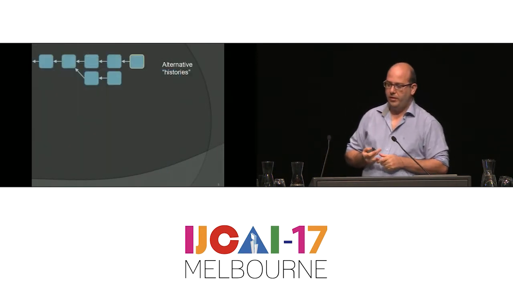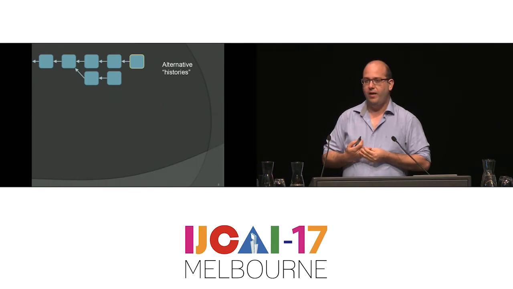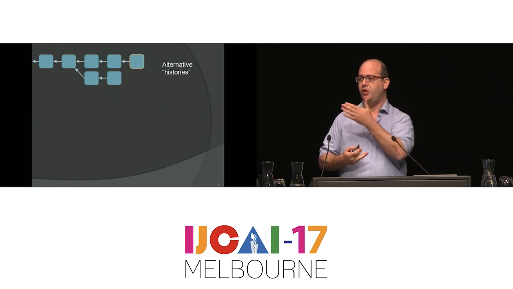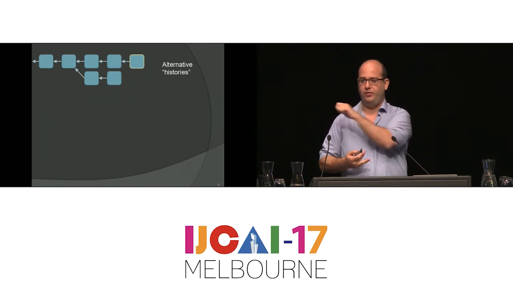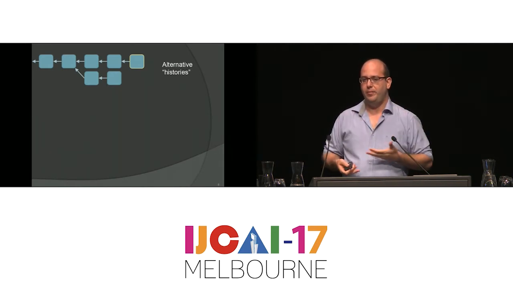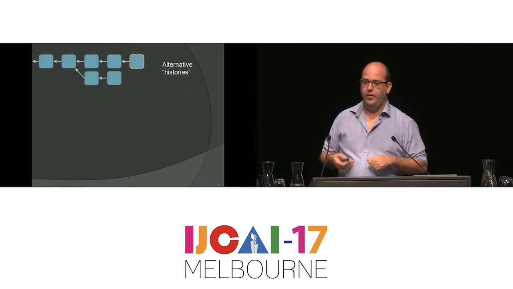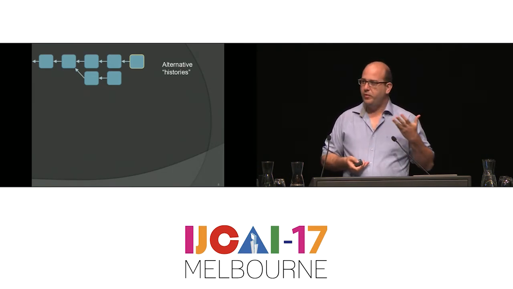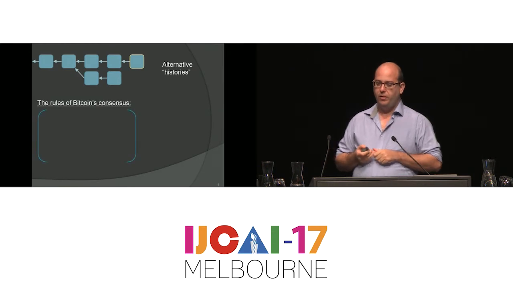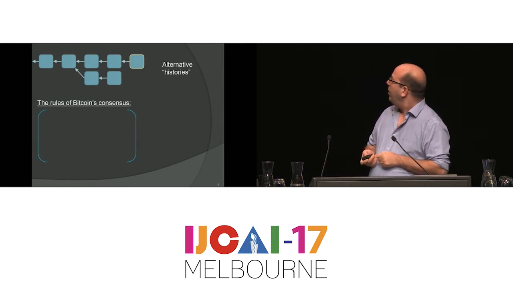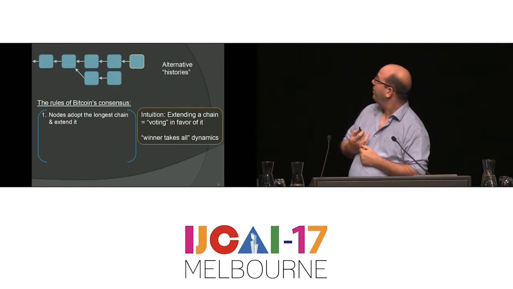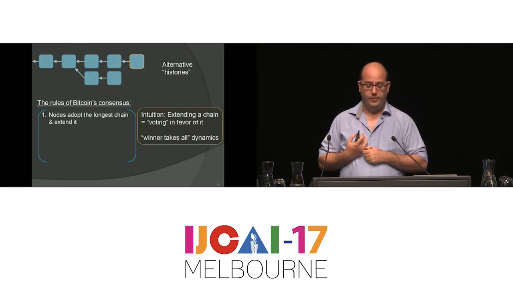So the way to think about it is as if we have two alternate histories. If we read the blockchain from start to finish, we basically have a log of all the transfers of money, and if we agree about the blockchain, then we agree about where money is. So the way that Bitcoin solves this problem is using three main rules. The first rule is that all nodes adopt the longest chain and extend it.